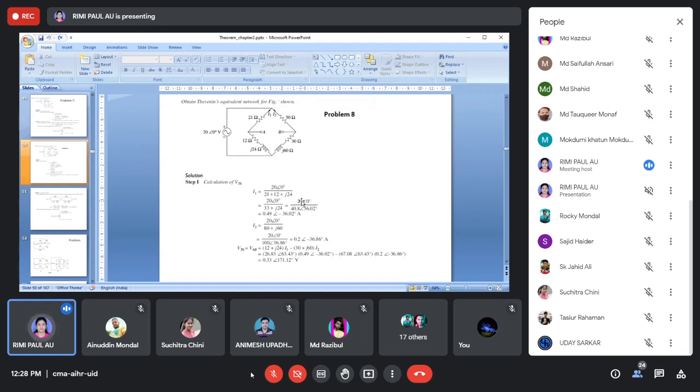So I1 is equal to 20 angle 0 by 21 plus 12 plus J24, I1 total current. And similarly I2. This is our voltage. How is it found? Because this voltage is across this path, and this voltage is also across this path, the similar voltage. I am showing you through a whiteboard method.